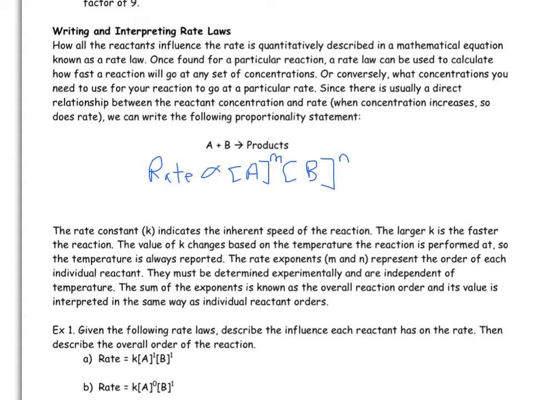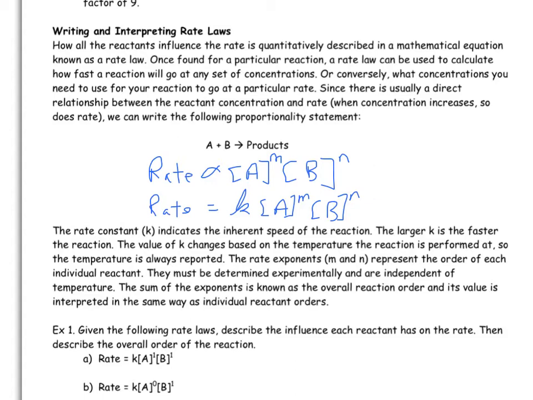Now, in order to change this proportionality statement into a math equation, we need to introduce a constant that fixes the relationship for each reaction in real life. This constant is necessary because it's not always a complete direct relationship. The rate constant K indicates the inherent speed of the reaction. The larger the K is, the faster the reaction.